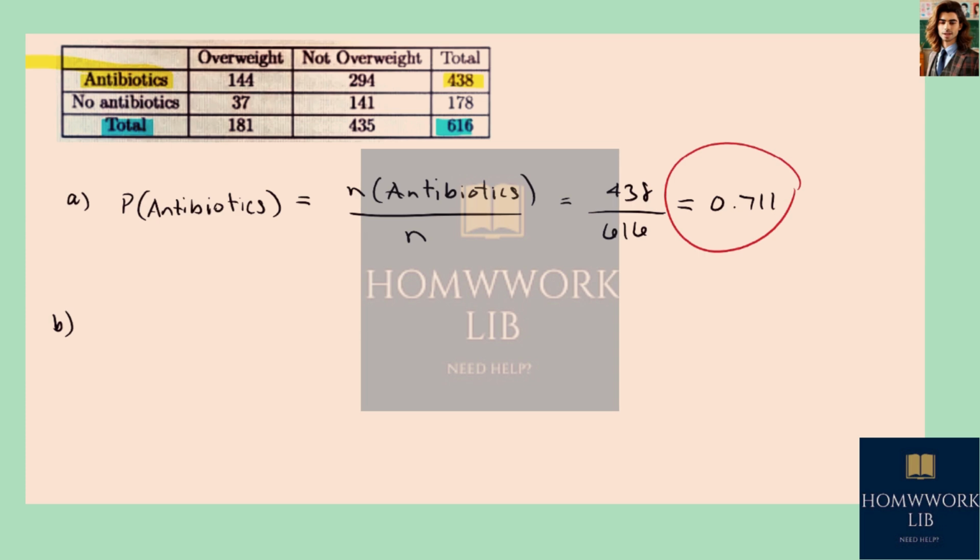Then we were asked what proportion of those receiving antibiotics were classified as overweight at age 9. So once again, this is the row that corresponds to receiving antibiotics. And this is the column that corresponds to being overweight by age 9. So we can write this probability as the probability of being overweight at age 9 given that they received antibiotics in infancy.